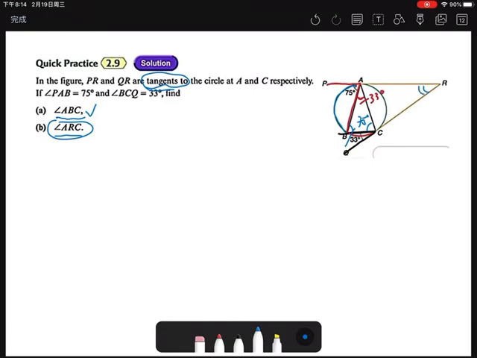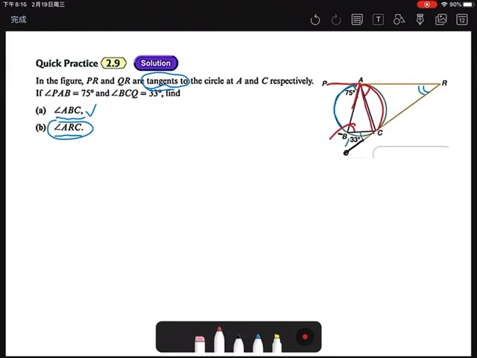And how about angle ARC? Angle ARC is here. If you want to find angle ARC, it is better to find angle RAC and angle RCA. So how to find these two angles? Actually, as you know, angle RAC is also a tangent-chord angle, and it corresponds to angle ABC.